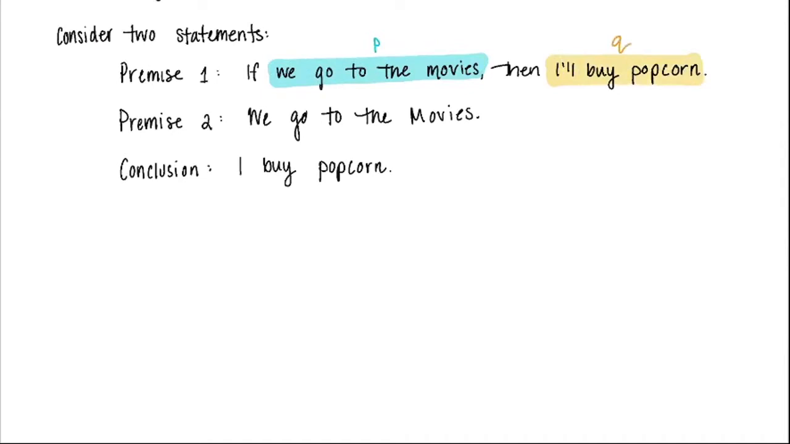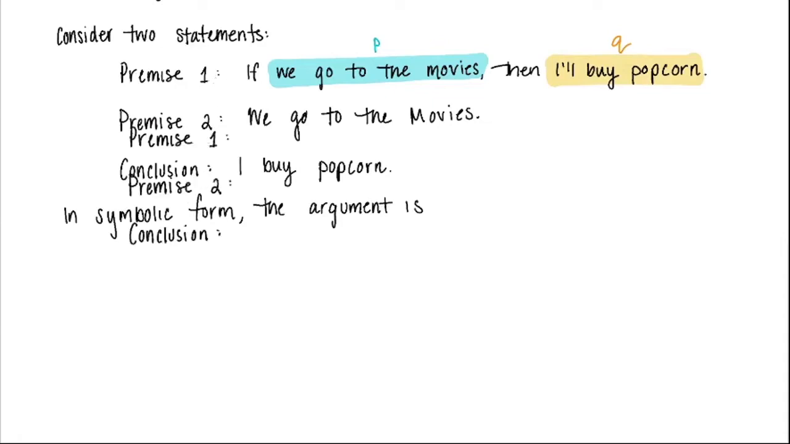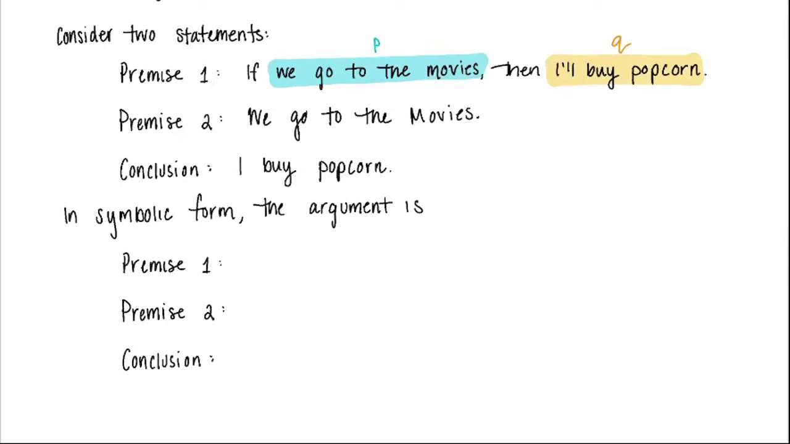Okay. So in symbolic form, the argument is, we've still got premise one and premise two, and our conclusion. So in this symbolic form, we have a conditional statement to start. So if P happens, then Q happens. The second premise is P. The conclusion we make is Q.